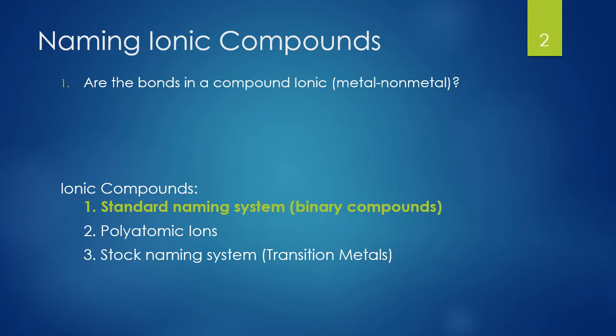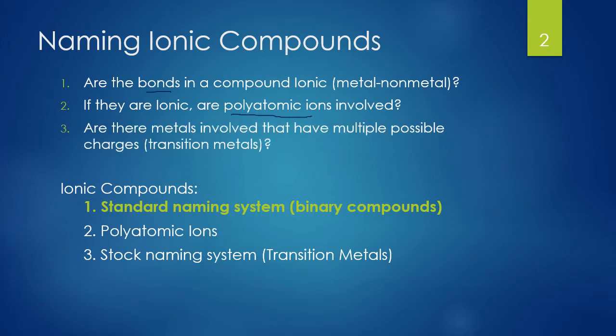So I'm no longer going to be using prefixes if the compound in question is ionic. So how do you name ionic compounds? Well, of course you have to start by figuring out if the bonds are ionic or not. And we just looked at how to do that. If they are ionic, we need to see, well, are there polyatomic ions involved? We also need to ask ourselves, are the metals involved, do they have multiple charges? Meaning, are transition metals involved?